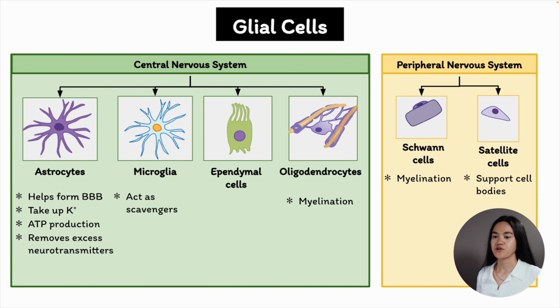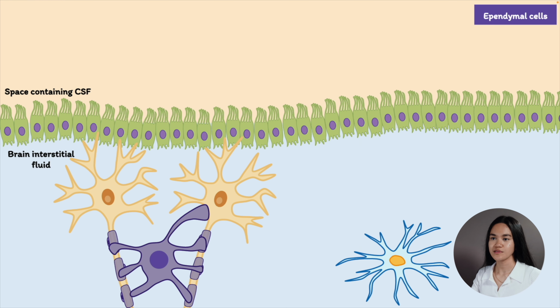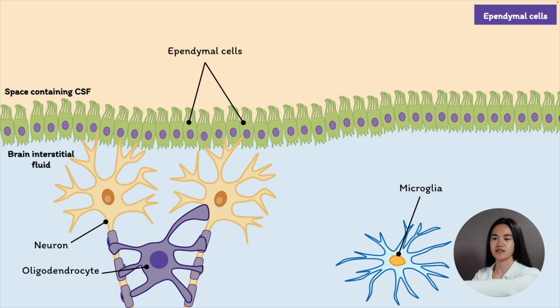Okay, that's microglia. They act as scavengers, the brain's macrophages. They eat anything that needs to get out of the central nervous system. Let's move on to the last glial cell, the ependymal cells. Look at this masterpiece. Ependymal cells line the internal fluid-filled cavities of the CNS. They are simple columnar cells or simple cuboidal cells that line the ventricles, the walls of the ventricles. With this masterpiece, we have the brain interstitial fluid, neurons, and the oligodendrocyte, and the microglia here. I didn't put in the astrocytes.